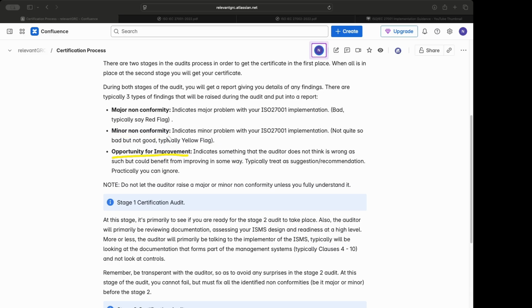Opportunities for improvement. Here we are looking at suggestions or recommendations provided by the auditor, typically trying to tell you that this could benefit from improving your ISMS.